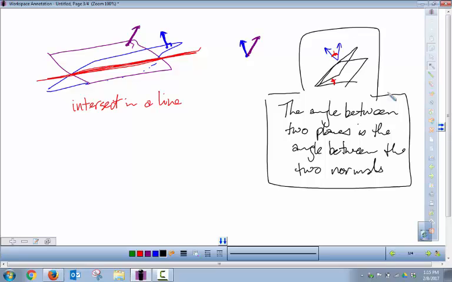Now look at that vector that's perpendicular to these two normal vectors. It doesn't matter which way you cross it. It goes in the same direction as that line.